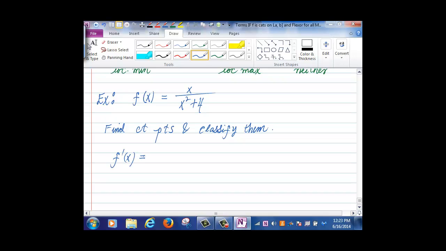So what's the derivative? If I apply the quotient rule, the denominator will be x squared plus 4, squared. And then in the numerator, low d high is 1 times x squared plus 4, minus high times d low, and what's d low? 2x, right? And what is that equal to? x squared plus 4 minus 2x squared, so that's negative x squared plus 4, divided by x squared plus 4, squared.